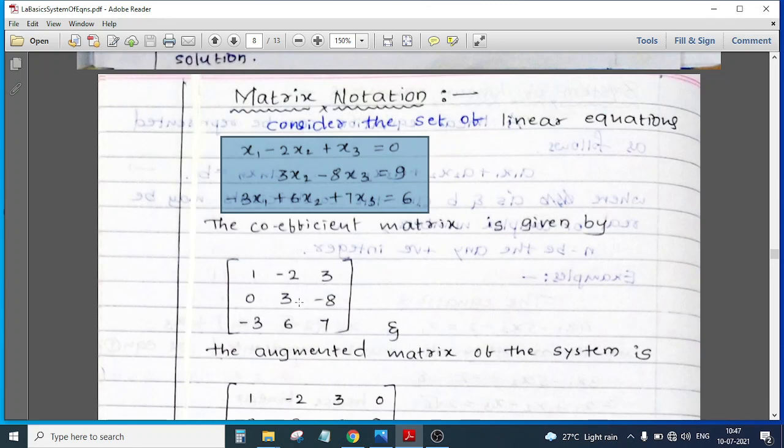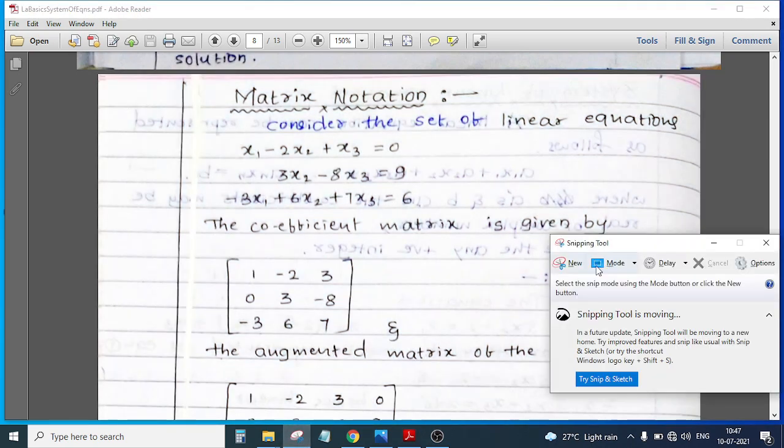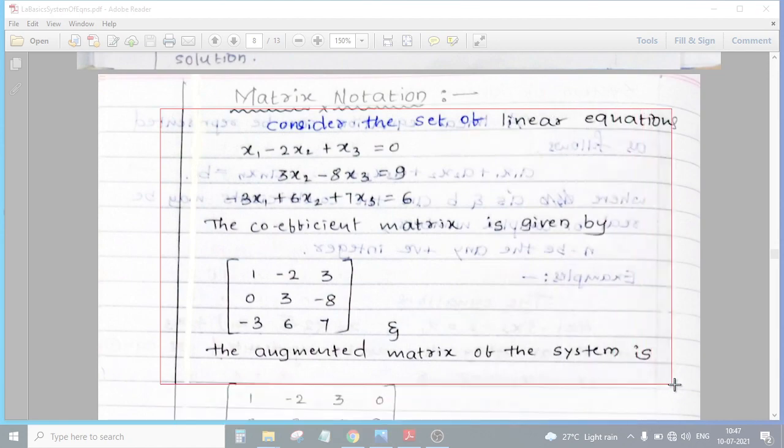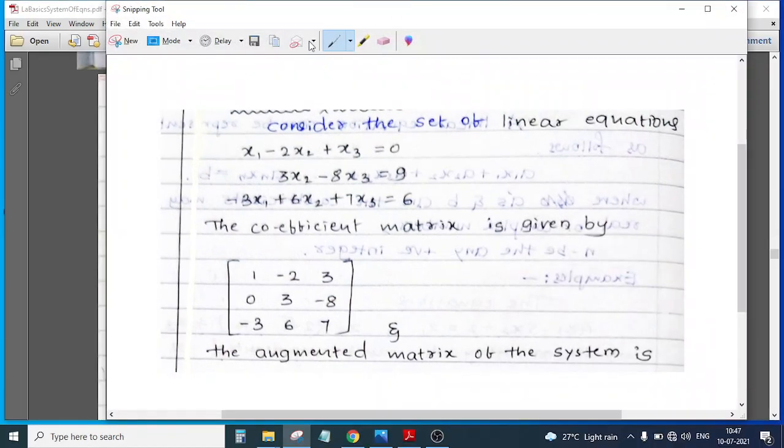Sorry, there is a slight mistake here. I should write here 3. It is 1, minus 2, and this is 3x3. The coefficient should be 3. Please just make a note here, it's a slight mistake. Best is I will use the board so that it should not confuse you. So please make a note here. This is 3x3.